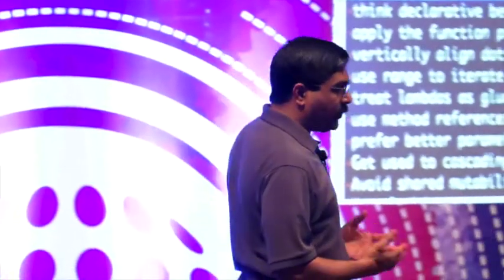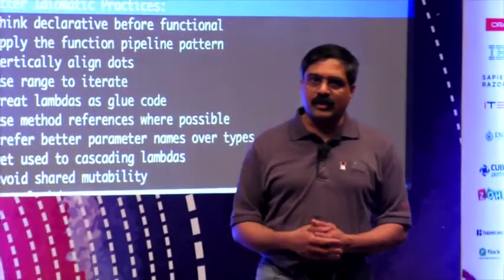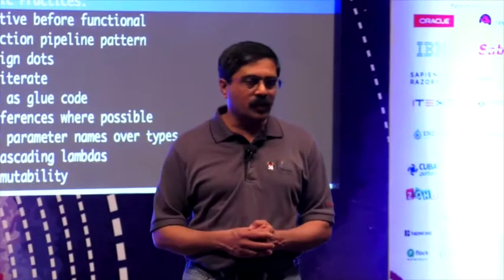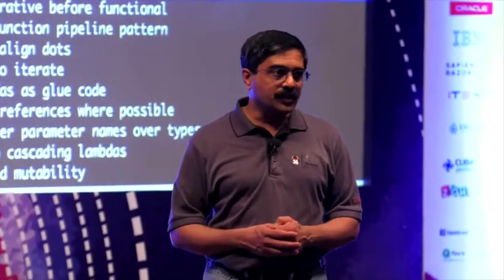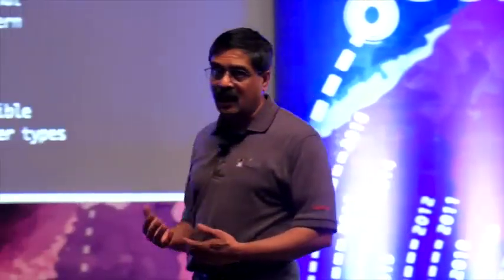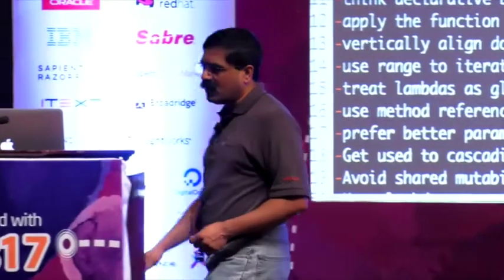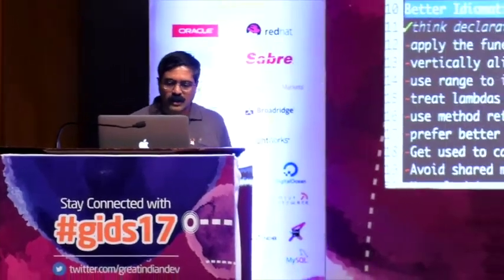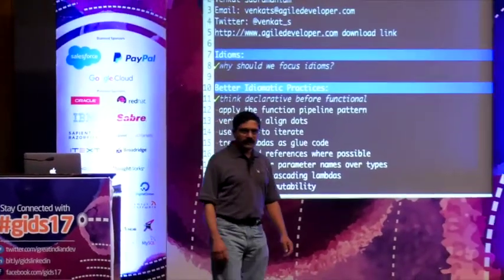Java 8 was a very significant update in the Java world, and it fundamentally changes the way we would write code moving forward. We're used to writing imperative style code in Java, but now we can also use more of a functional style of code as well. So with that said, let's talk a little bit about some of the ways in which we can adopt Java 8 in a much better way. So the first thing I want to start with is some idiomatic practices. And the first one I want to talk about is to think more declaratively before we think functionally.